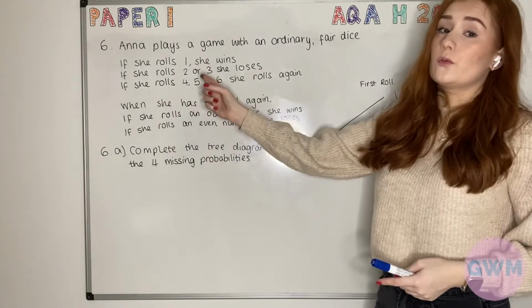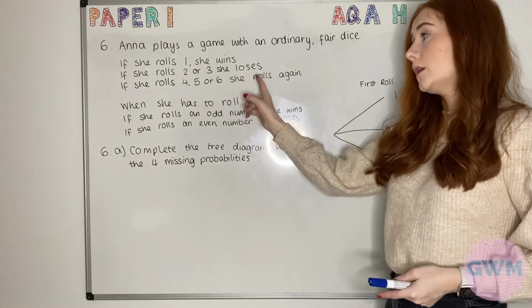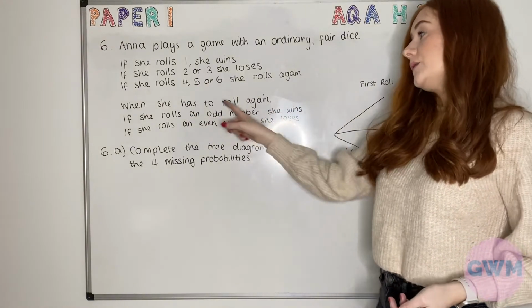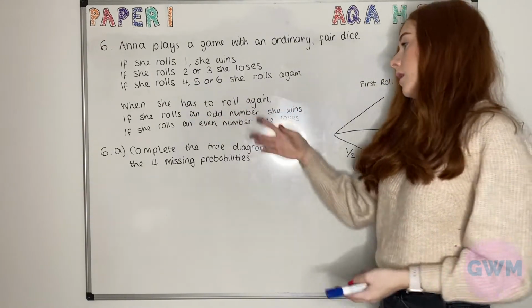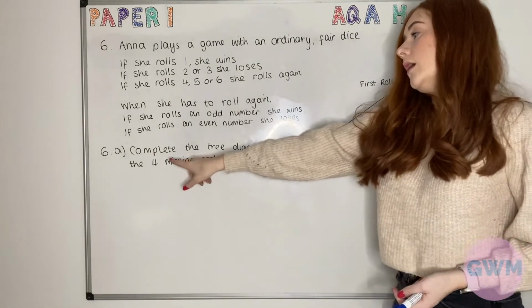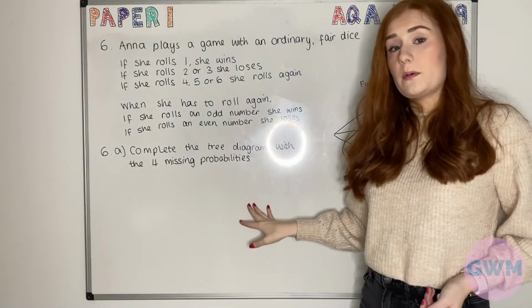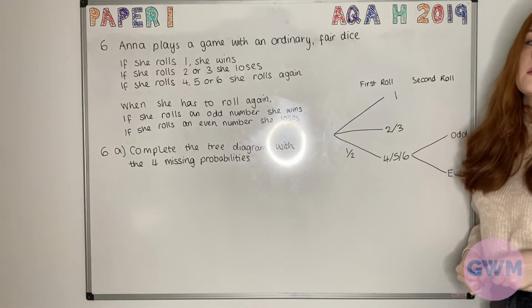Okay, she rolls a 1, she wins. 2 or 3 loses, and a 4, 5 or 6 she rolls again, and in that roll again, if she rolls an odd number she's going to win, an even number she's going to lose. The question for 6A is to complete the tree diagram with the 4 missing probabilities. So the tree diagram I've drawn out here.